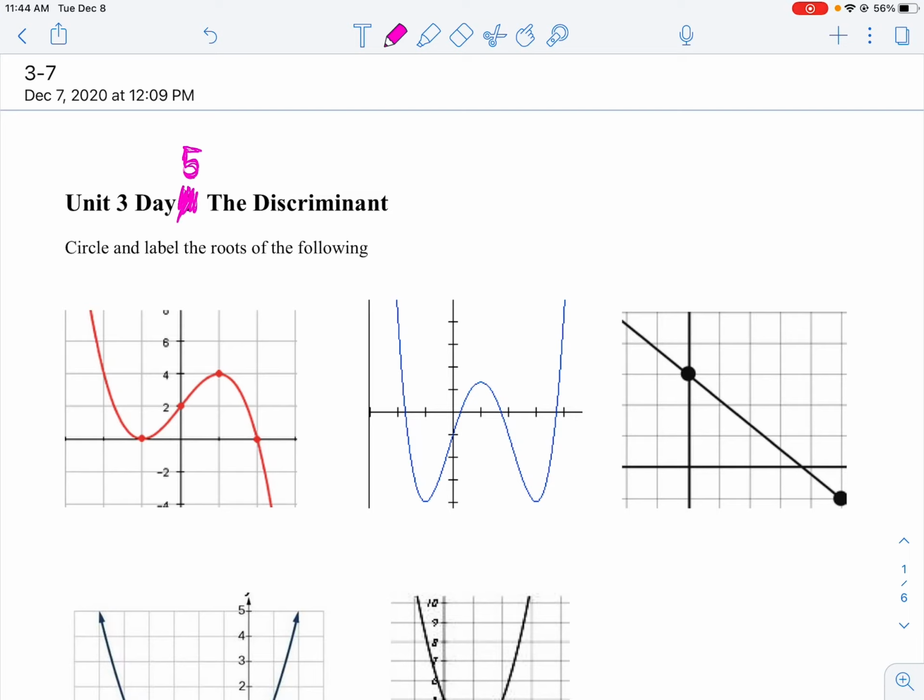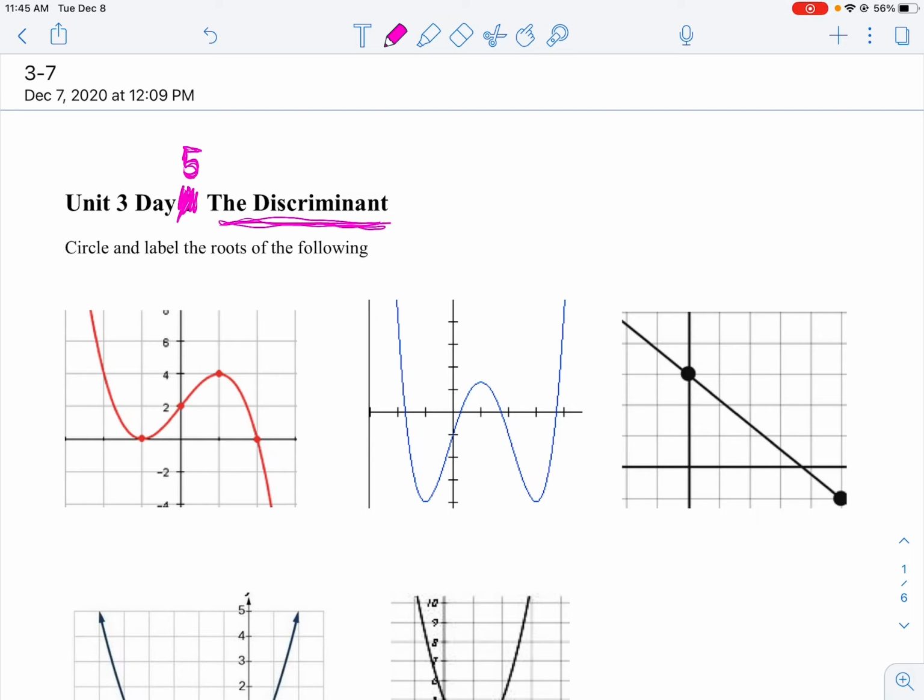So, Unit 3, Day 5 deals with the discriminant, okay? So, we'll talk about what the discriminant deals with, but it deals specifically with roots. And that's the only thing that we're going to be talking about today: roots and their behavior. Whether the roots are going to be a good number, a whole number or a rational number, or sometimes you get those nasty irrational numbers.